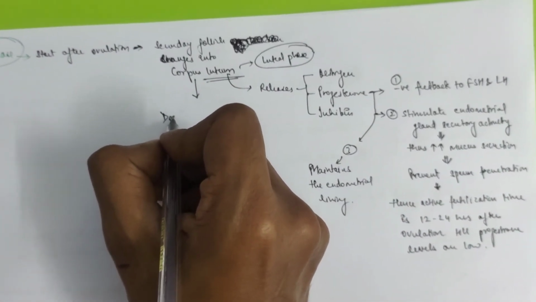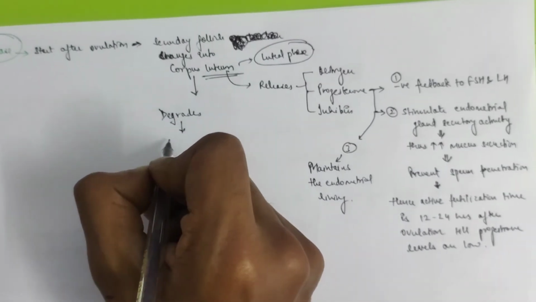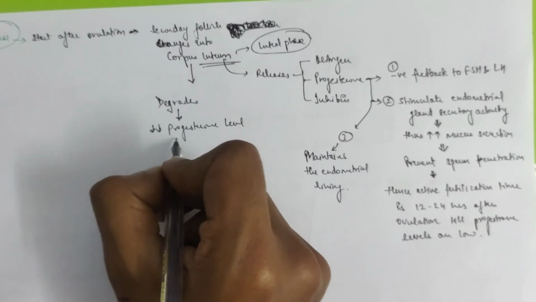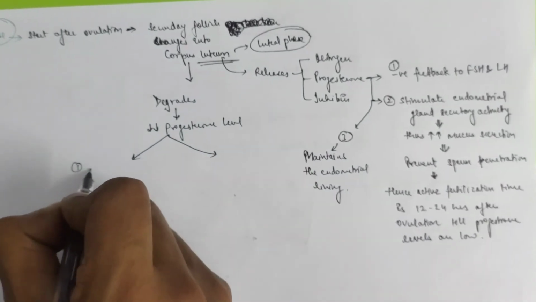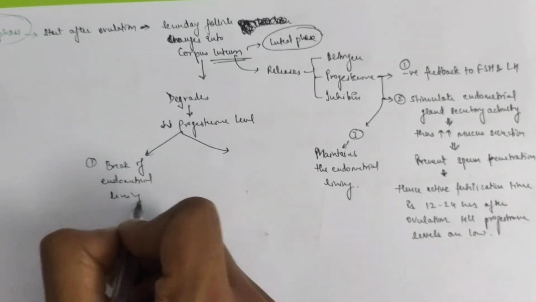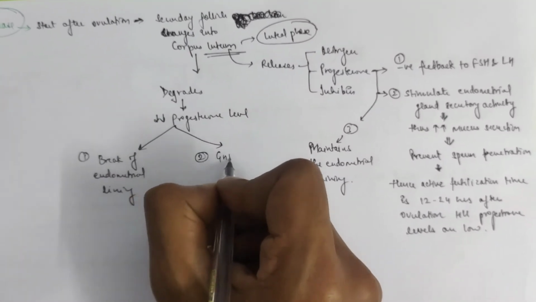So what happens if the fertilization does not occur? The corpus luteum degrades, and as it degrades, the progesterone level falls. I told you the progesterone and estrogen help in maintaining the glandular activity and the lining of the endometrium. So when the level of the progesterone falls, the endometrial lining starts to break up, because the corpus luteum is not there, so there won't be enough estrogen and progesterone. The endometrial lining breaks up, and as it breaks, it causes the menstruation.